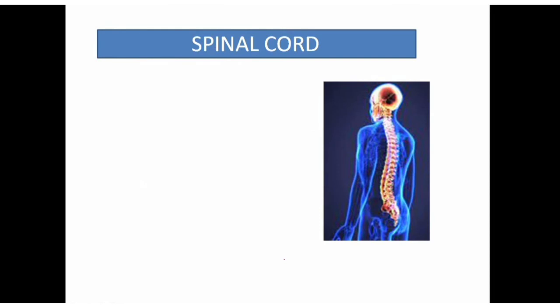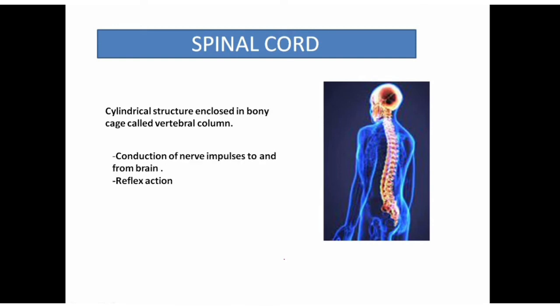Now, moving to the next part of the central nervous system, that is the spinal cord. Already we have seen the brain. Now we are talking about the spinal cord. The spinal cord is basically a cylindrical structure. It is enclosed in a bony cage called the vertebral column. The function of the spinal cord is to conduct nerve impulses to and from the brain. Basically, it brings messages from the brain to the other parts and from other parts to the brain. It is also involved in reflex action. Reflex action is regulated by the spinal cord.